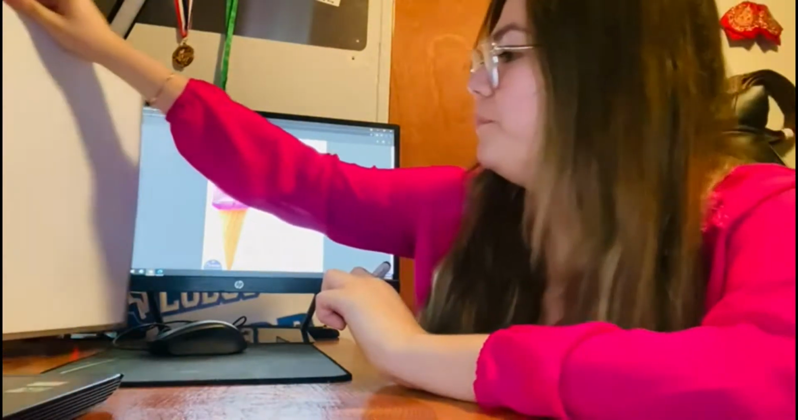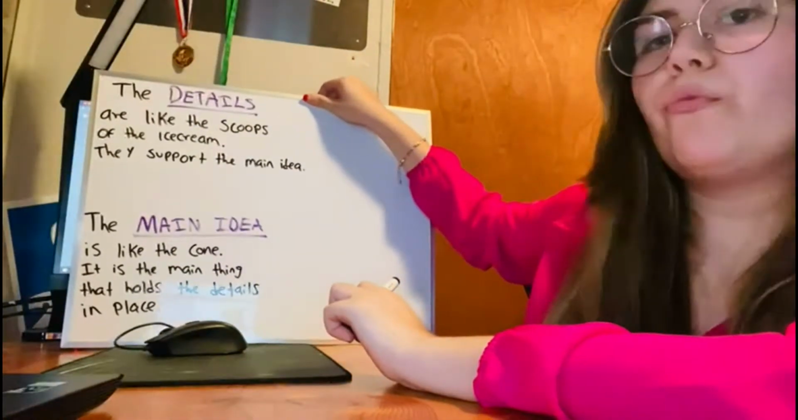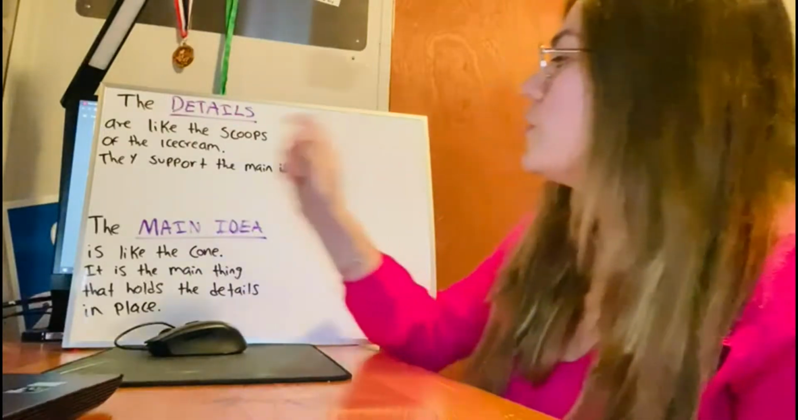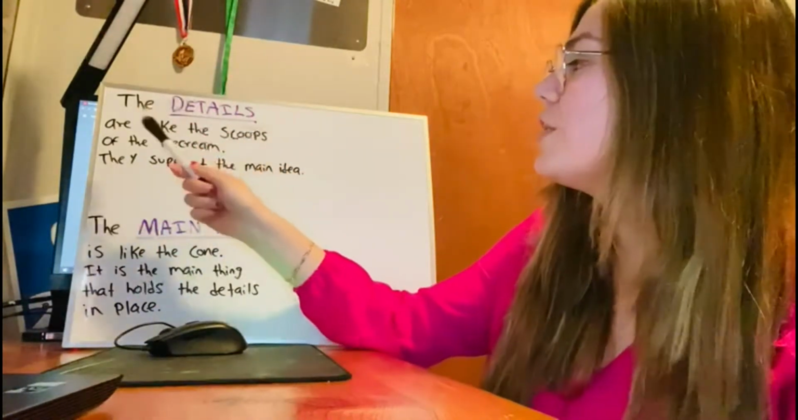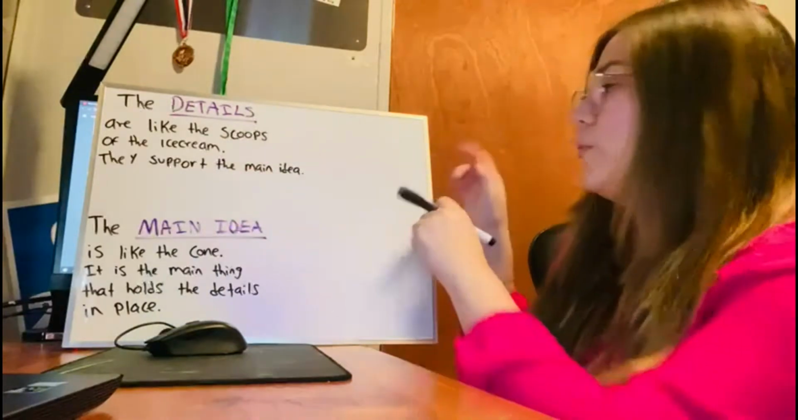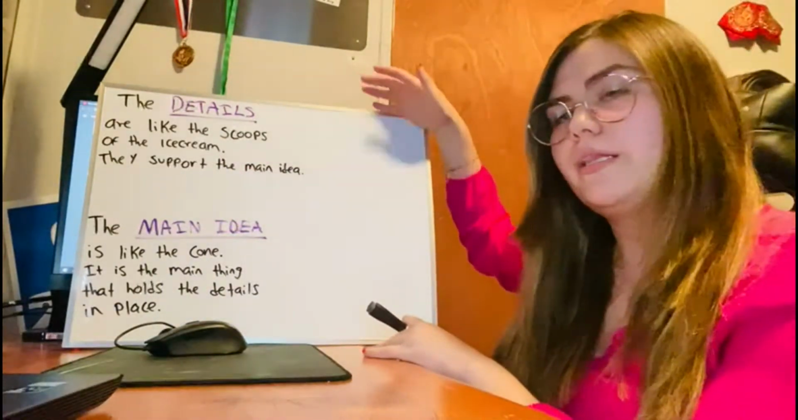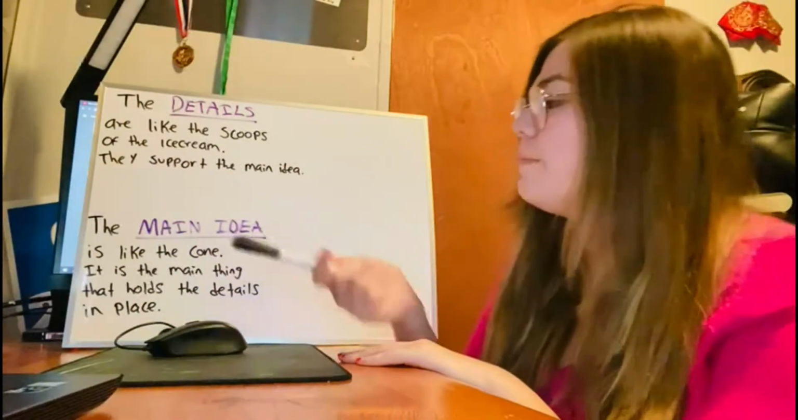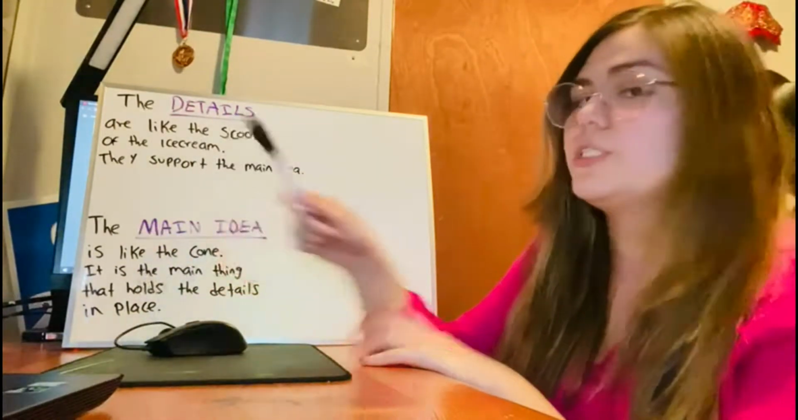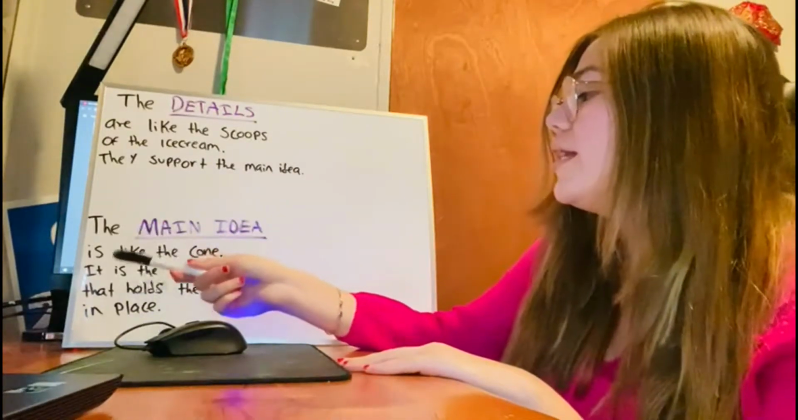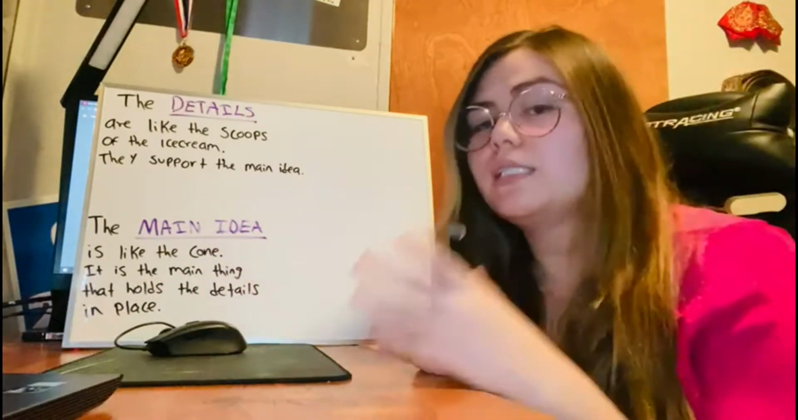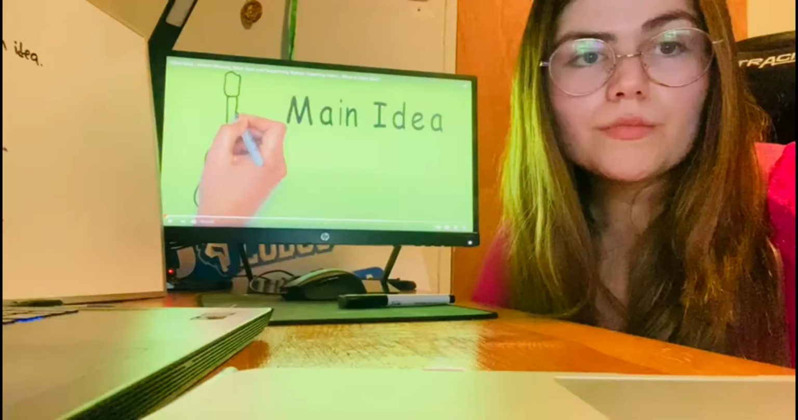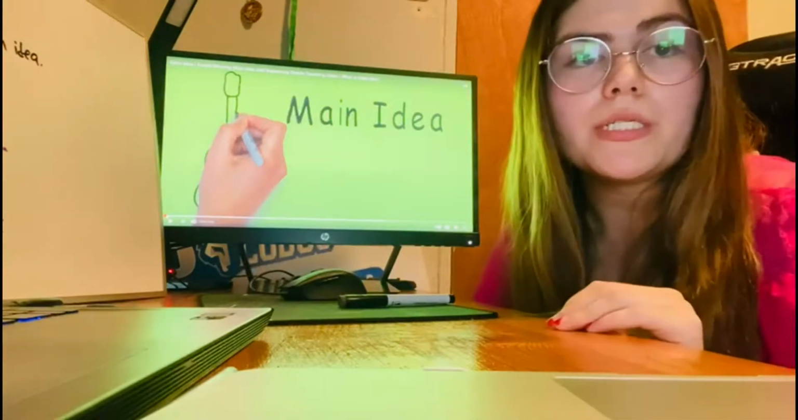And then right here, I wrote it down. I don't know if it might be turned, but I wrote it down. So the details are like the scoops of the ice cream, which were the 3 scoops that were in the other image of the ice cream. They support the main idea. And the main idea, which is the cone, is the main thing that holds the details in place.